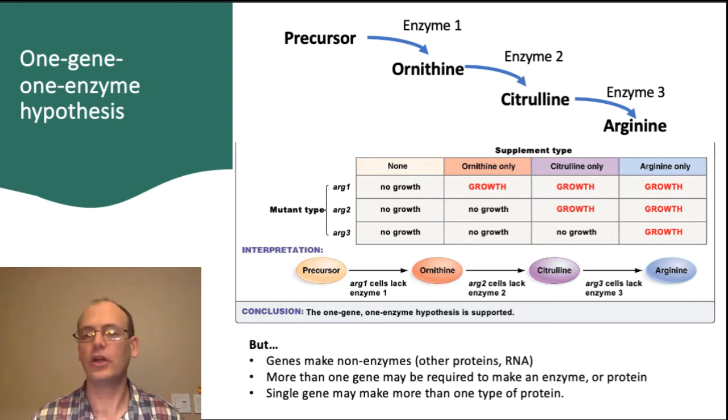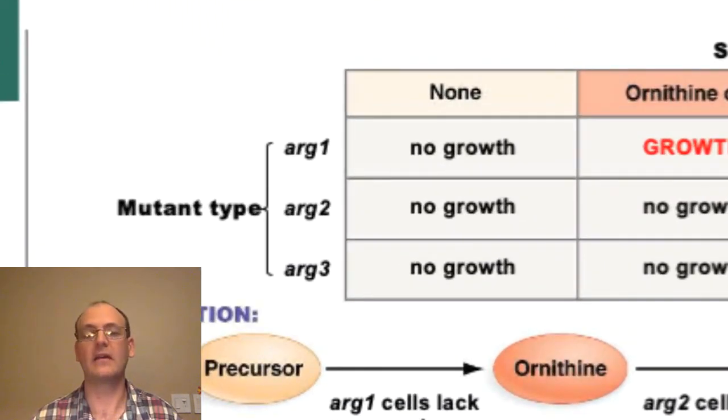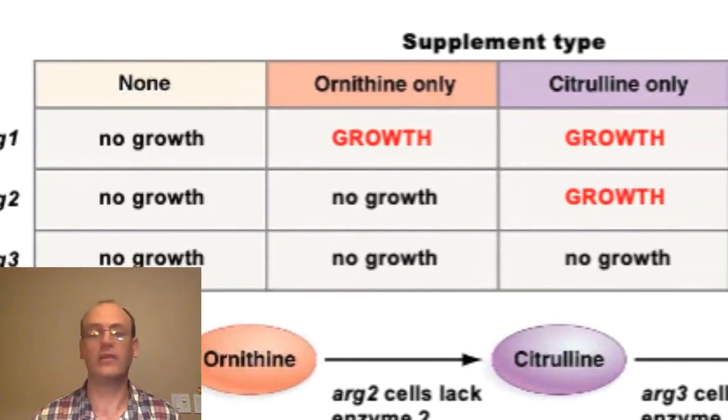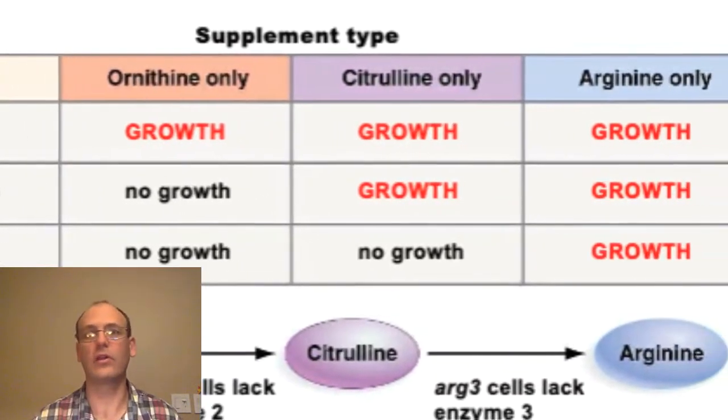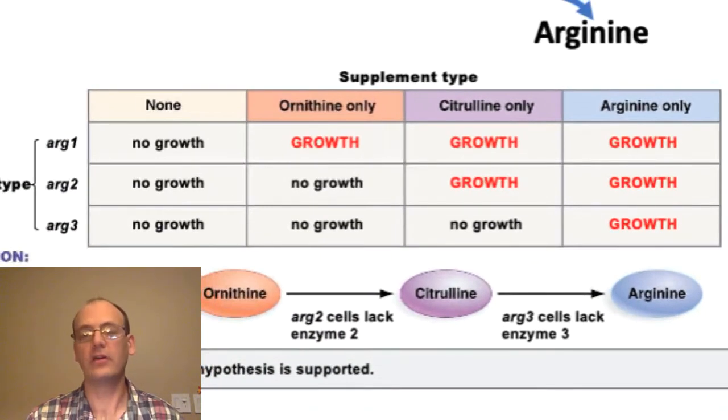Beadle and Tatum used a variety of growth media. In the first dish, they had standard growth media which contained the precursor molecules. In the second dish, they added ornithine. In the third, citrulline. And in the fourth, arginine. They found that one mutant, here called ARG1, was unable to grow on the standard media, but was able to grow on any of the other dishes.